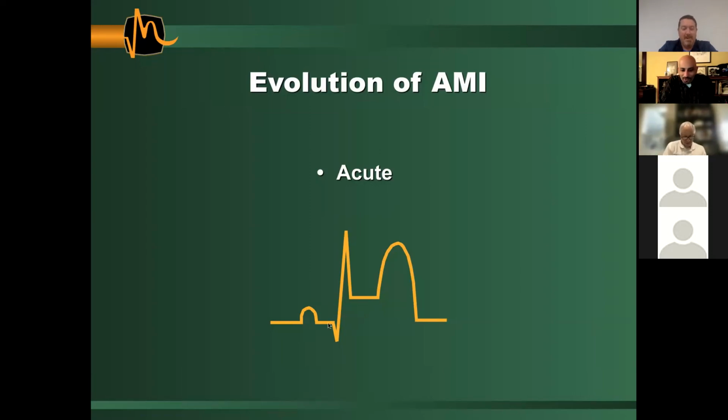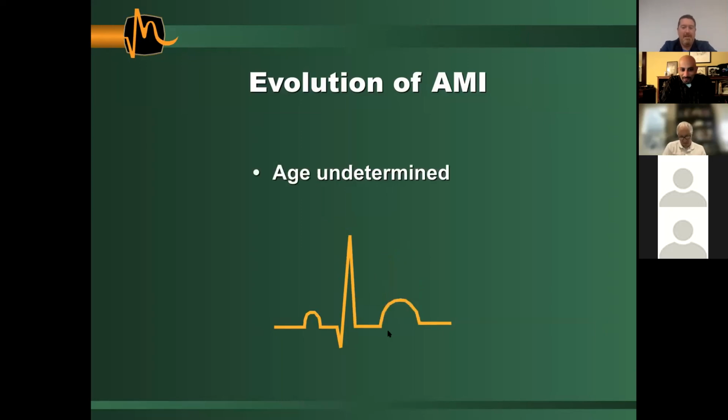After these ST segments are up, you start to develop Q waves. And the Q wave is the sign of the infarction. And then the ST segment comes down, and then we call this age undetermined. You don't know when this MI happened, but there's a Q wave, there was an infarction there at some point, and everything's back to normal.